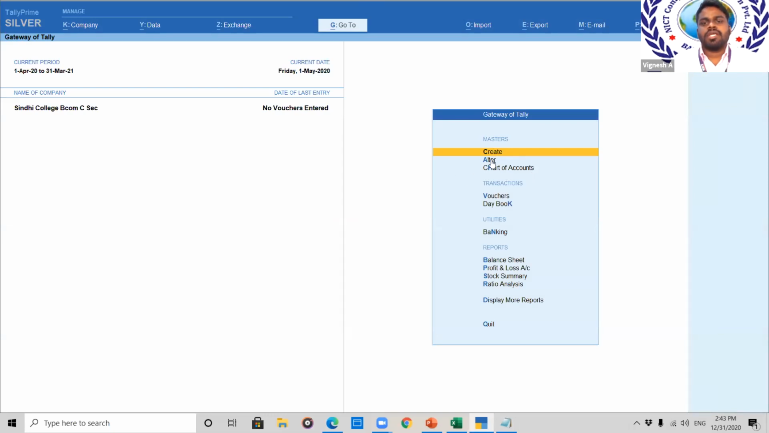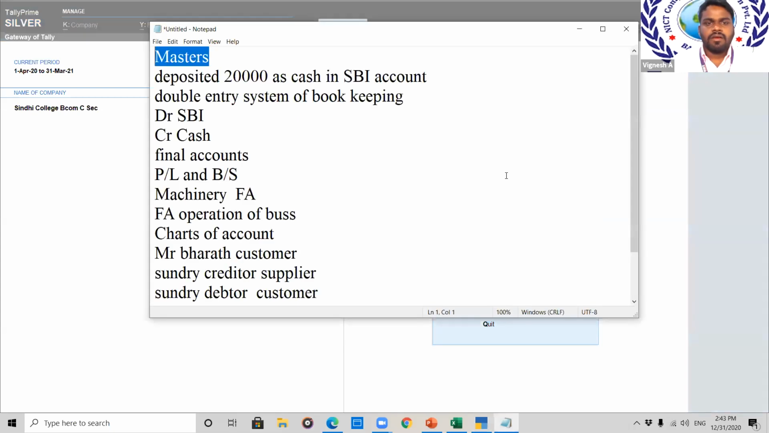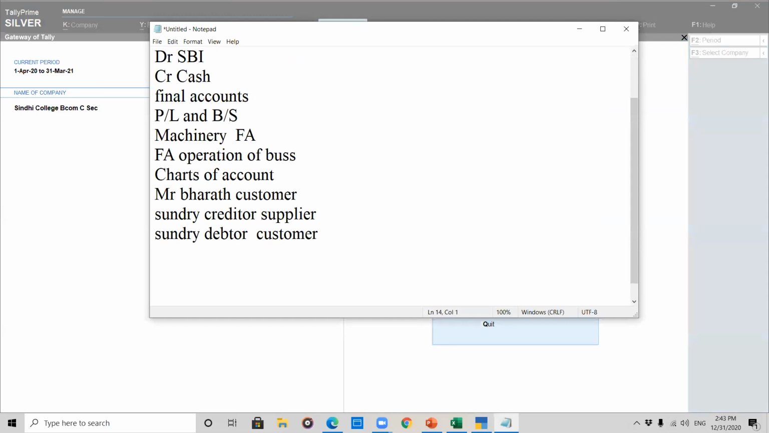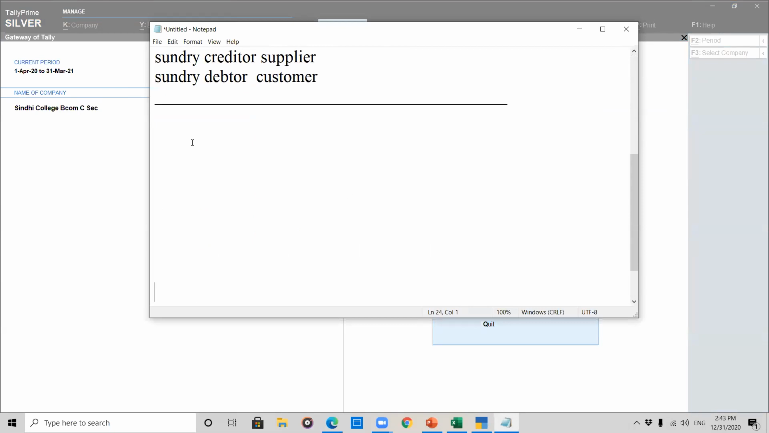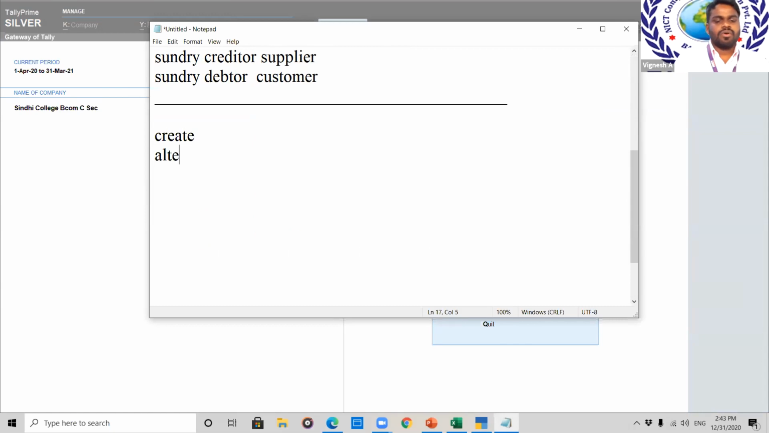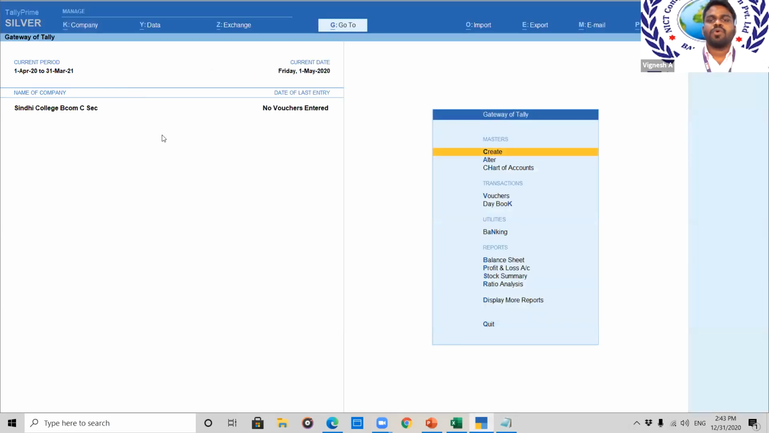When it comes to create and alter, as I told you in yesterday's class, there are three behaviors. One is to create, one is to alter, one is to display. Tally always works like this: one is to create anything, one is to alter anything, and one is to display anything. This behavior is very important. If you want to create anything, you go to the create option. If you want to alter or delete anything, you go to the alter option. And if you want to view something, you go to the display option.